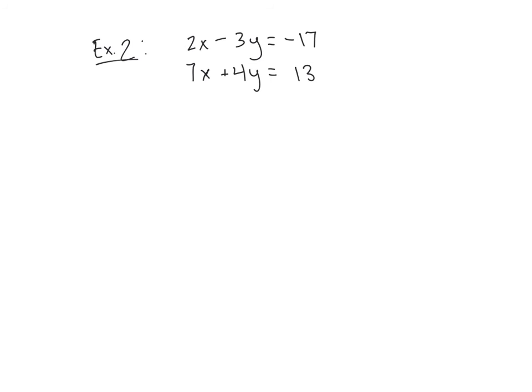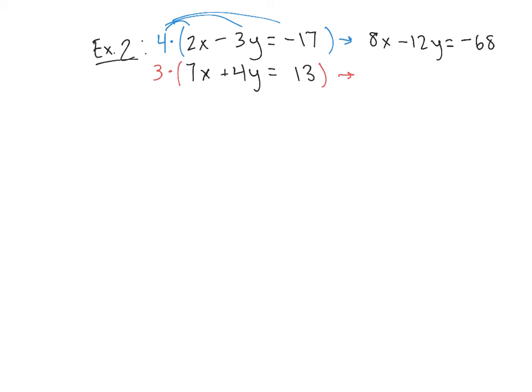negative 12. So I'm going to multiply the first equation by 4, and the reason why is I want to get that negative 12 in front of y. And then my second equation I can multiply by 3, and then 4y times 3 multiplies up to 12. And of course I'm going to distribute through, right? So if I distribute that 4 through, I'm going to get 8x minus 12y equals negative 68.